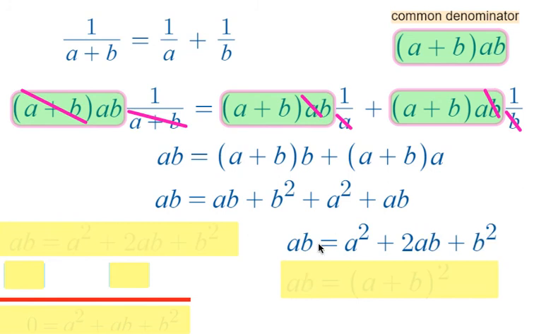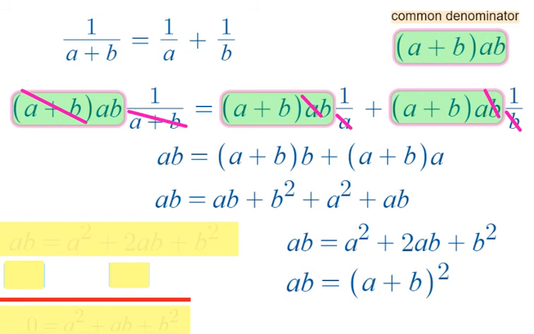Now, the interesting thing about A squared plus 2AB plus B squared is this is actually a perfect square trinomial. And one of the giveaways for that is you got A squared, you got B squared, and you've got this 2 times something in the middle. Okay, so that format is a dead giveaway that we're dealing with a perfect square trinomial. So when we clean this up, what we actually have is AB is equal to A plus B quantity squared.